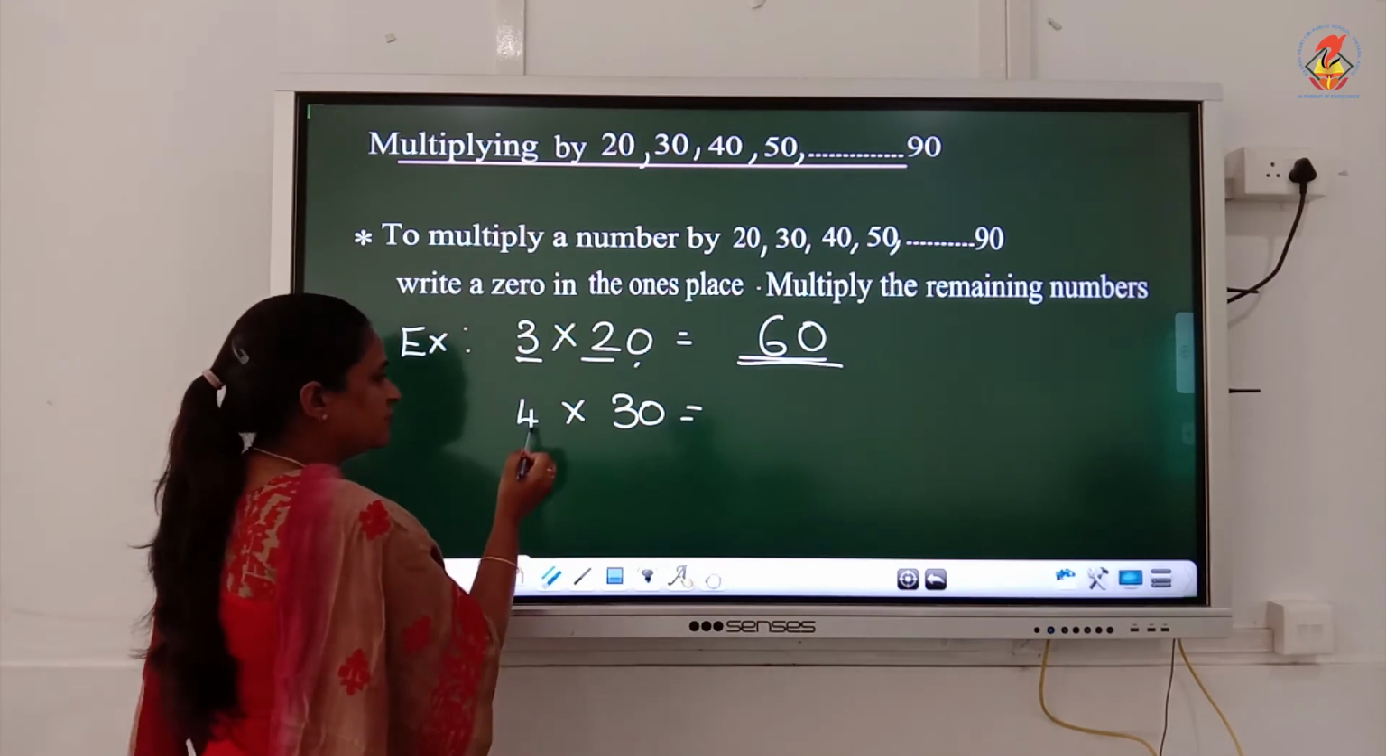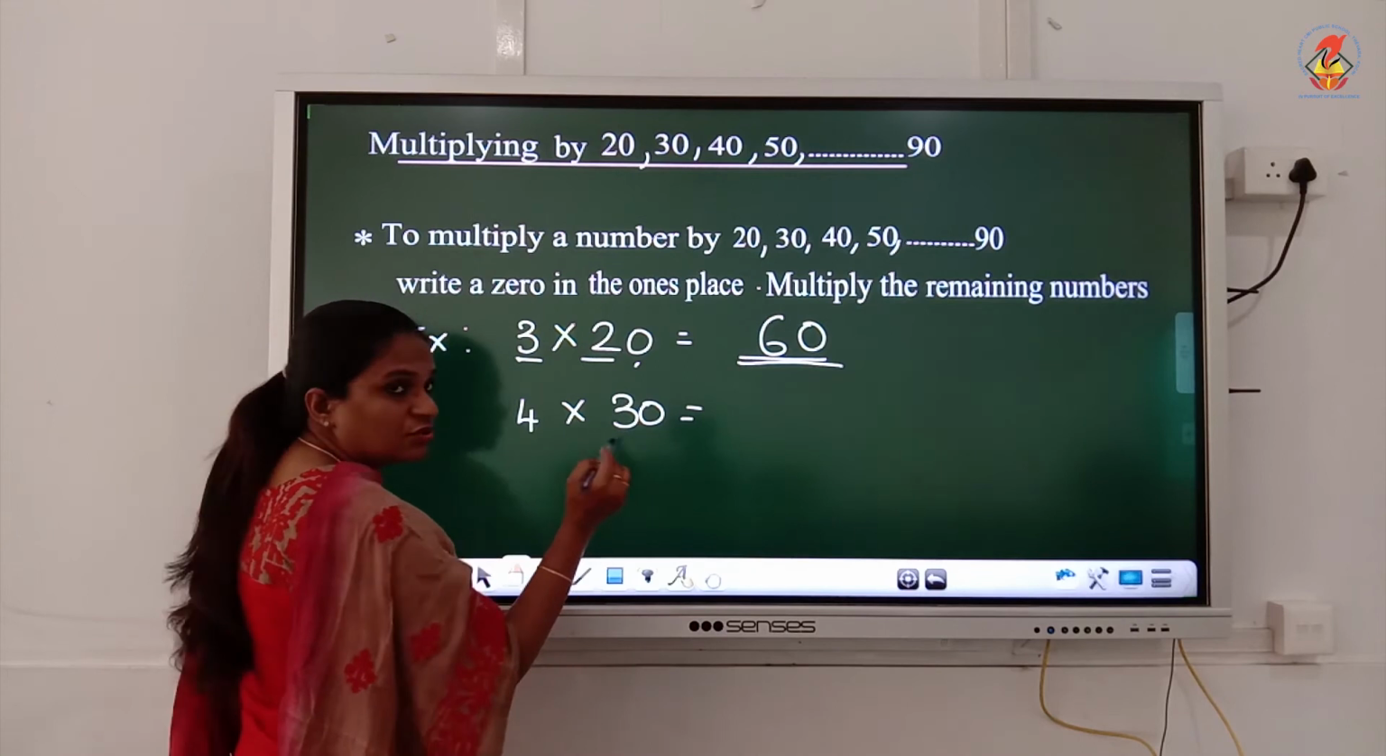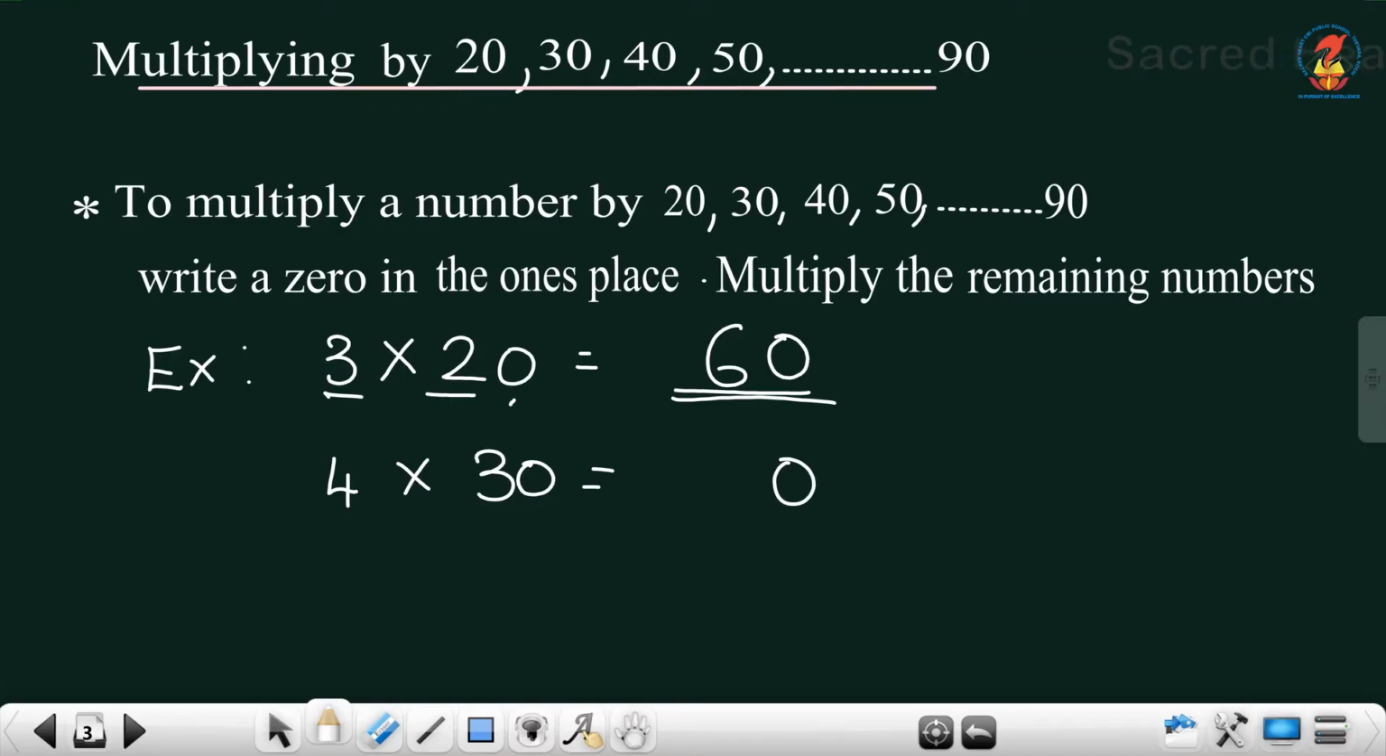Next question, 4 into 30. How many zeros? Just 1 zero. You just put it in ones place, that is the right side of the number. Now, 4 3s are 12. So, we'll write here 12. So, the answer is 120.